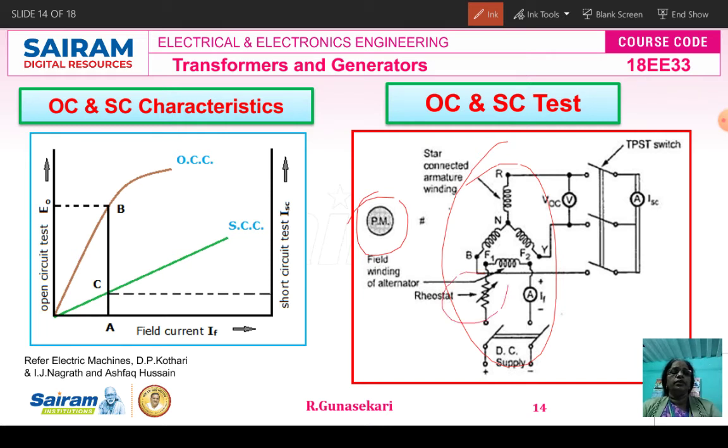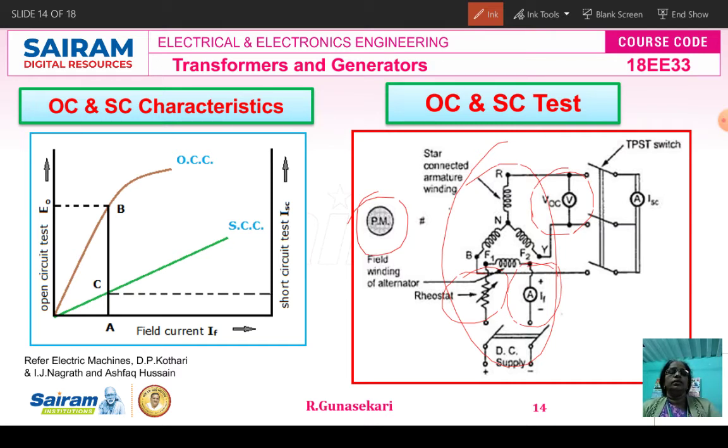You can vary the field rheostat from maximum position to minimum position. Note down the corresponding field current IF and the corresponding open circuit voltage per line, that is the line value of the open circuit voltage, by using the voltmeter and ammeter respectively, and then tabulate them. This OC test is conducted until 110% of the rated voltage is reached.